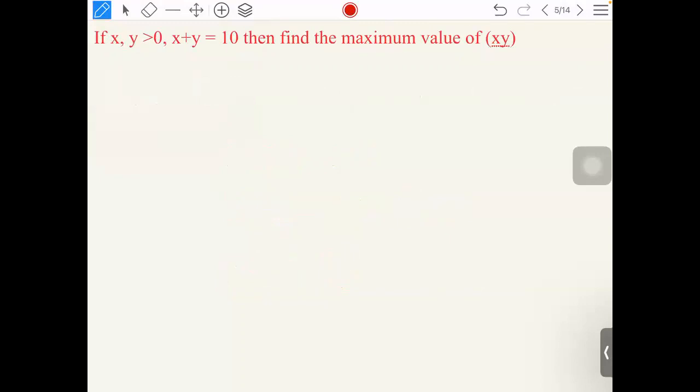Now try this question. I'm giving you some time. Try this question. Then we'll move ahead. Solve this question and message me the answer.